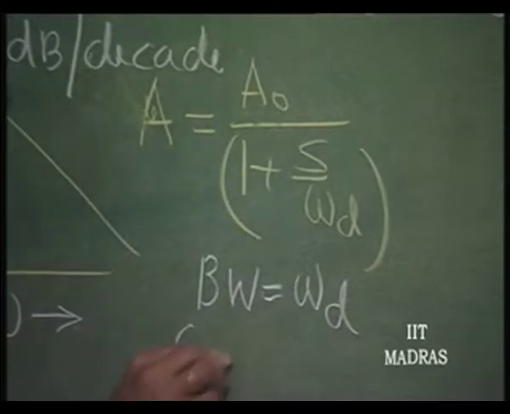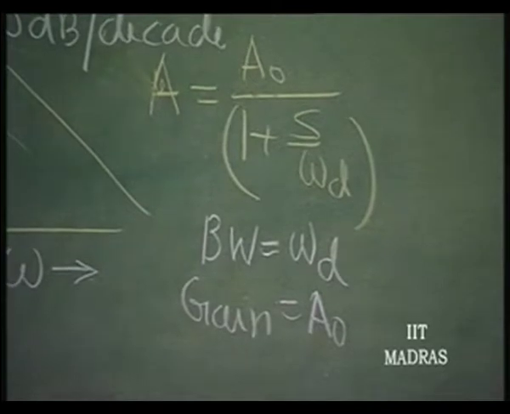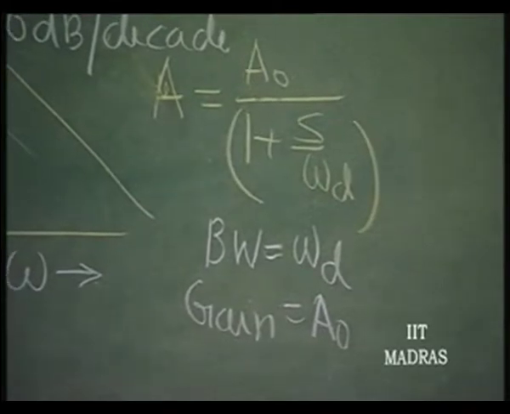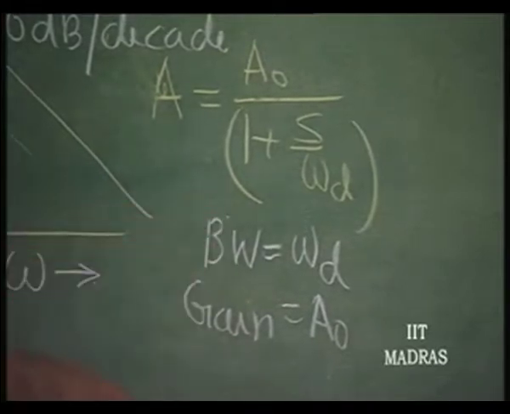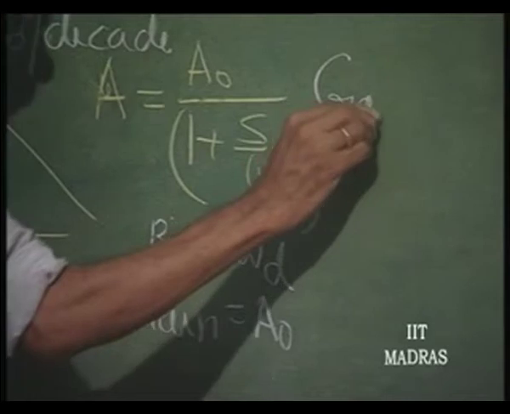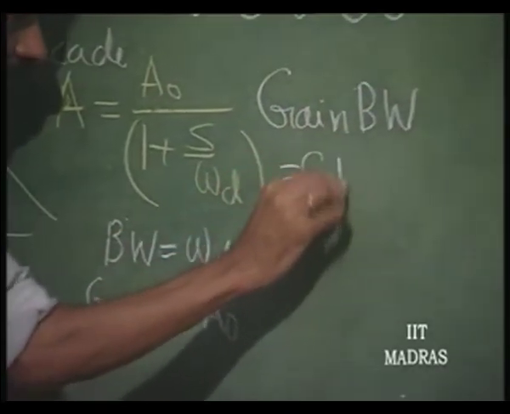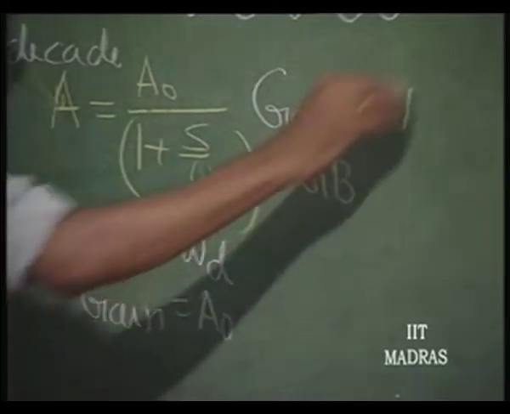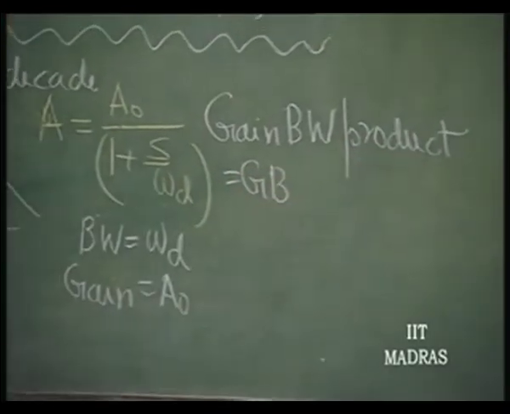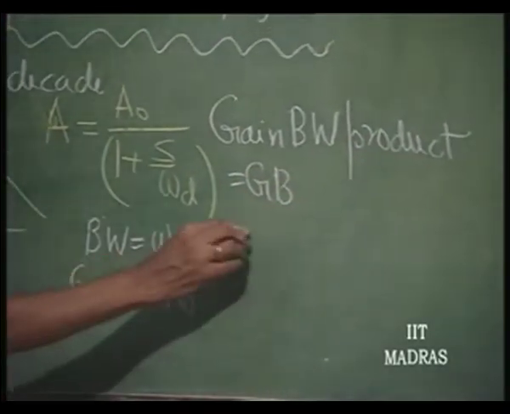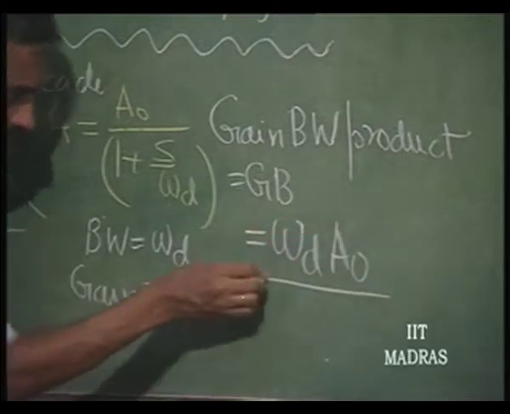The gain of the open loop amplifier is A naught. That is an important measure of how good the amplifier is, that is given by what is called gain into bandwidth. Okay. Gain into bandwidth, this is called gain bandwidth product. We will call it GB, that is equal to omega d into A naught. Just look at it.